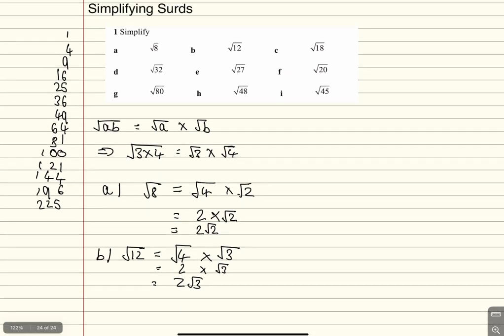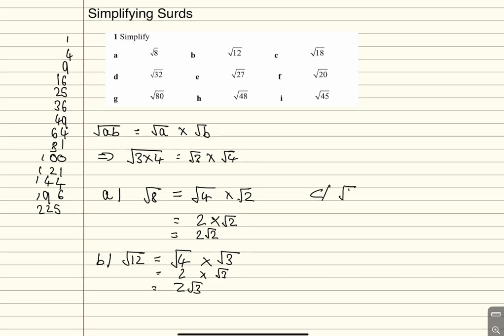Okay, part C. This time I've got root 18. I look at the square numbers for the biggest square number that goes into 18. Well, that's 16, but 16 doesn't go into 18 as a whole because it's got a remainder. So I can't do that. 9 does though. So I've got root 9 times root 2. The square root of 9 is plus or minus 3, but again, we just put 3. So we've got 3 root 2.